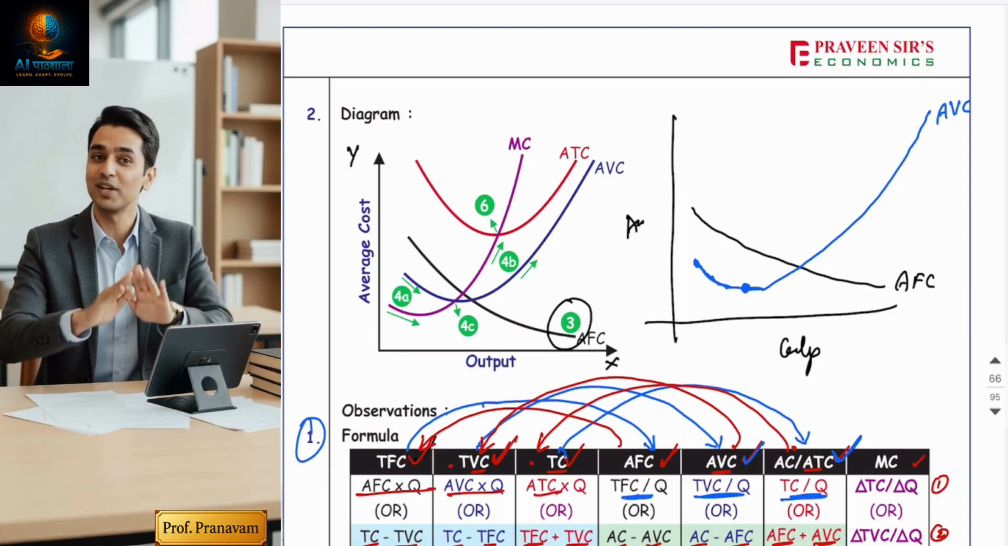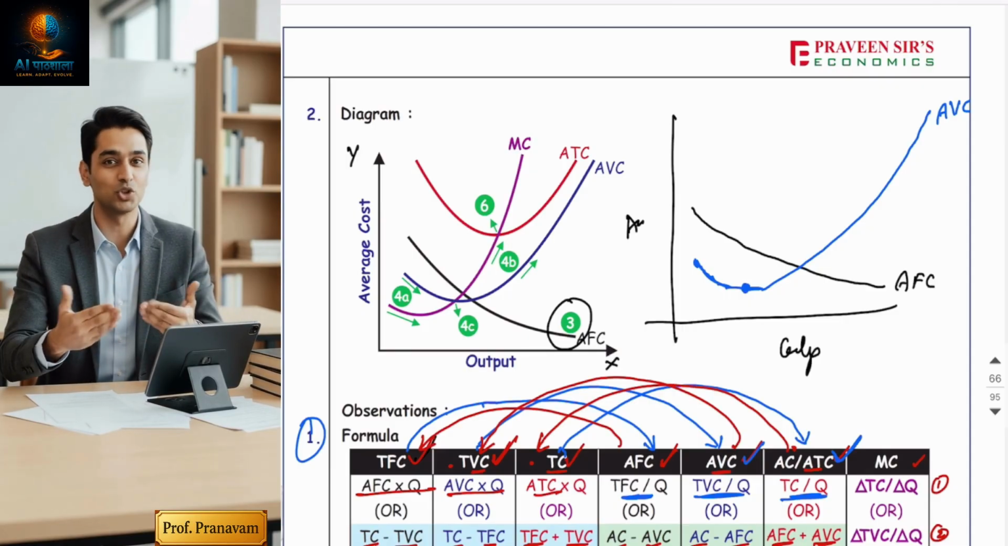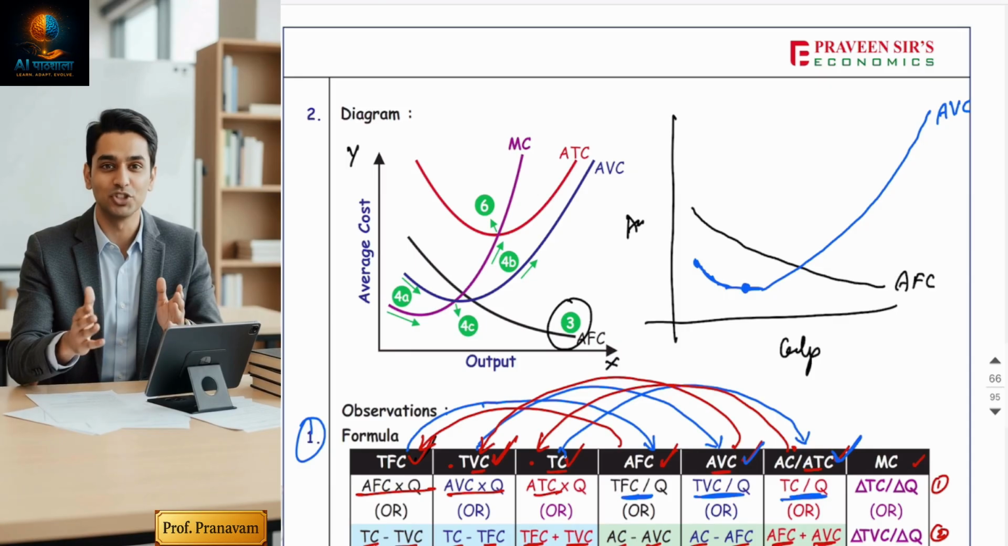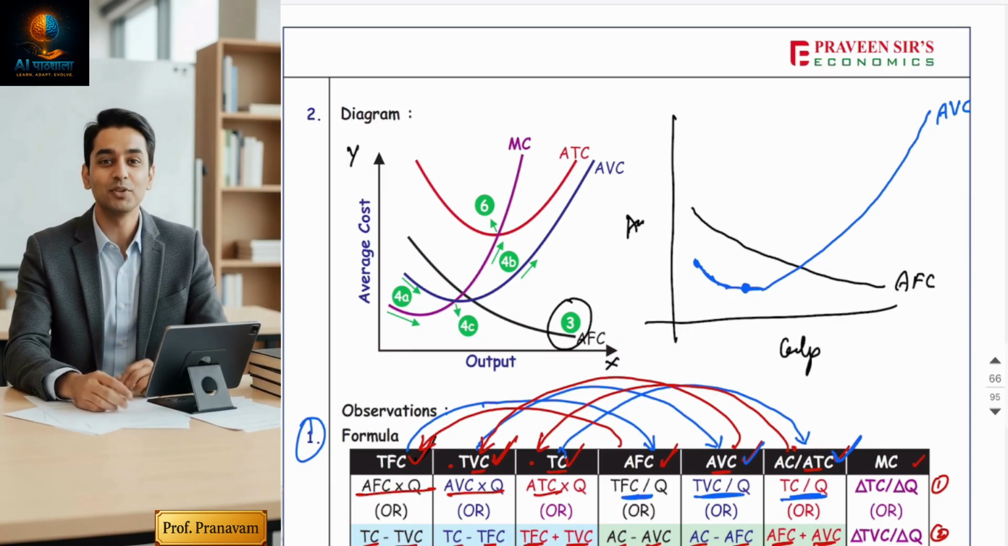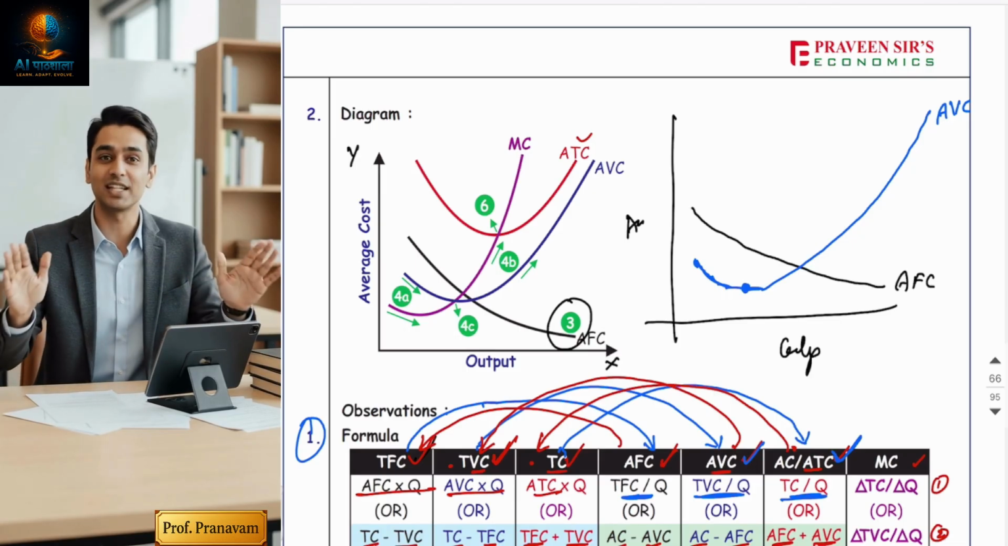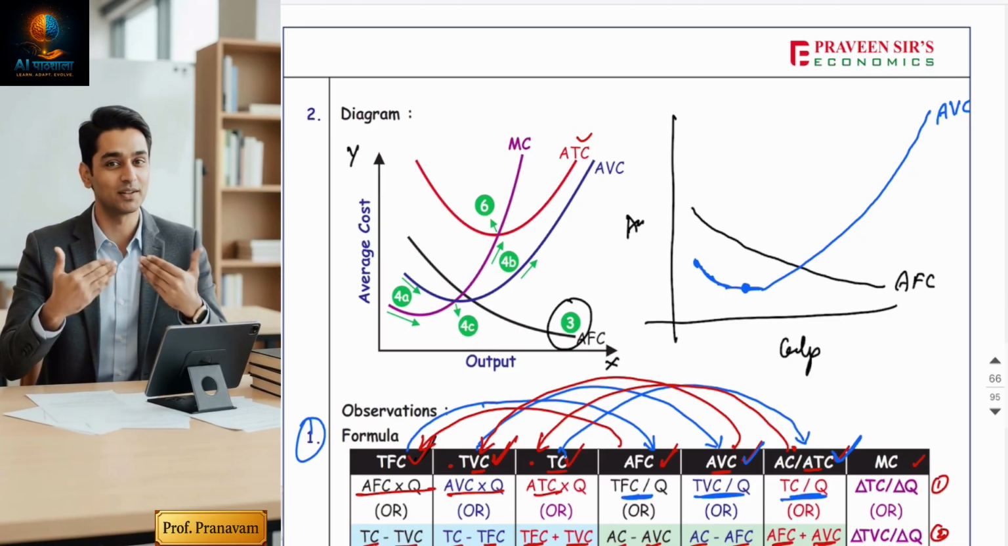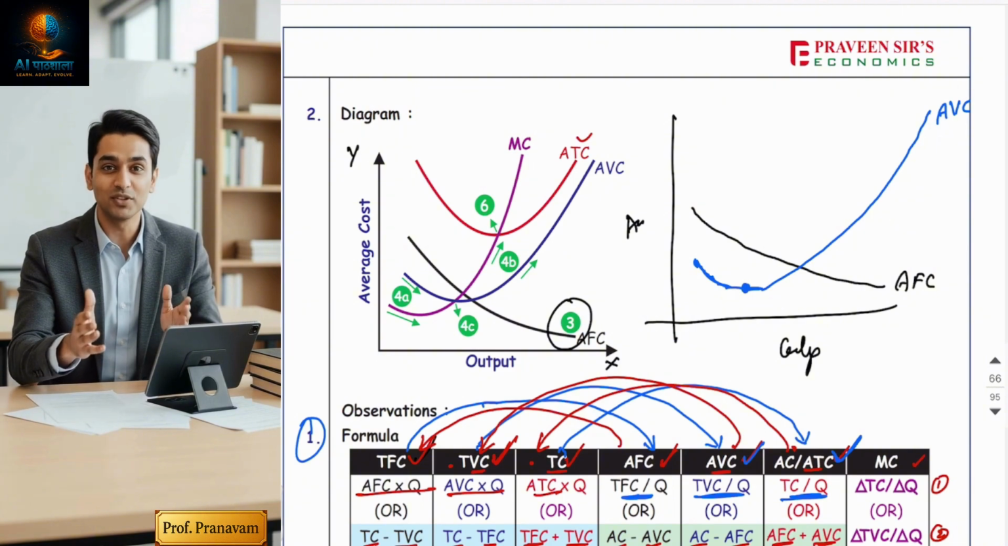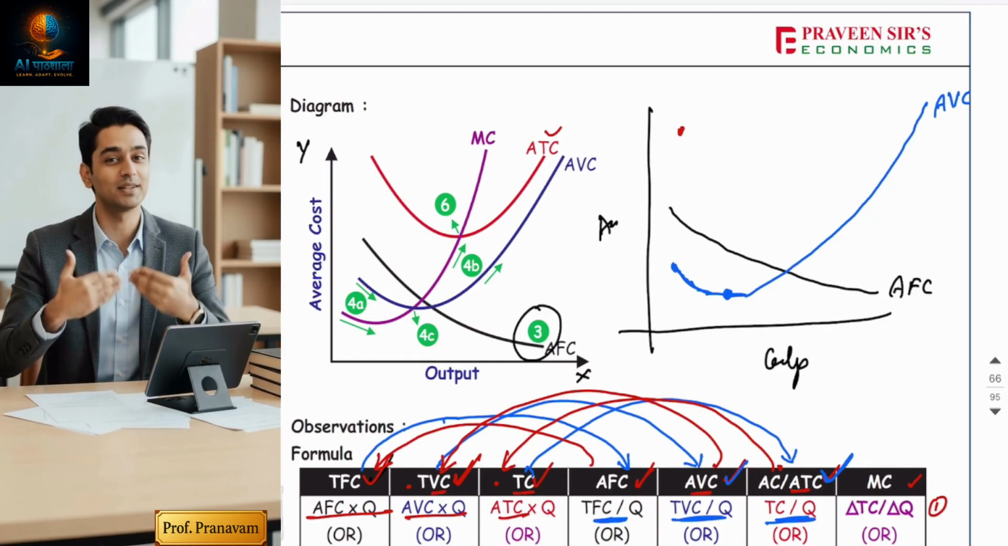Average variable cost. Are you getting my point? Yes, sir, AVC will be U-shaped. Next is average total cost. From total cost, I have derived average total cost. Average total cost is the sum of AFC and AVC, and it will also be U-shaped. The main concept is ATC.